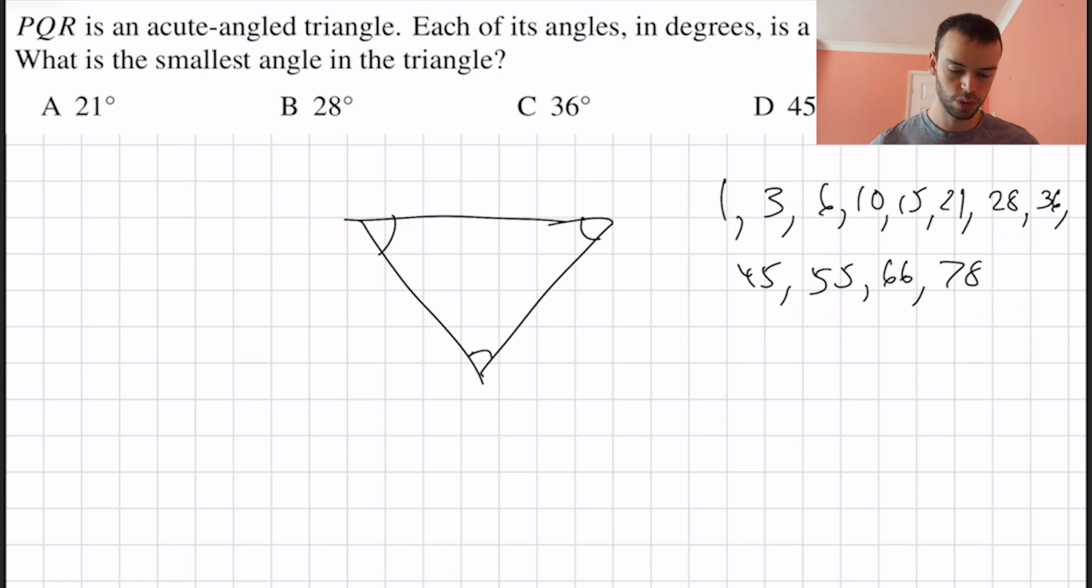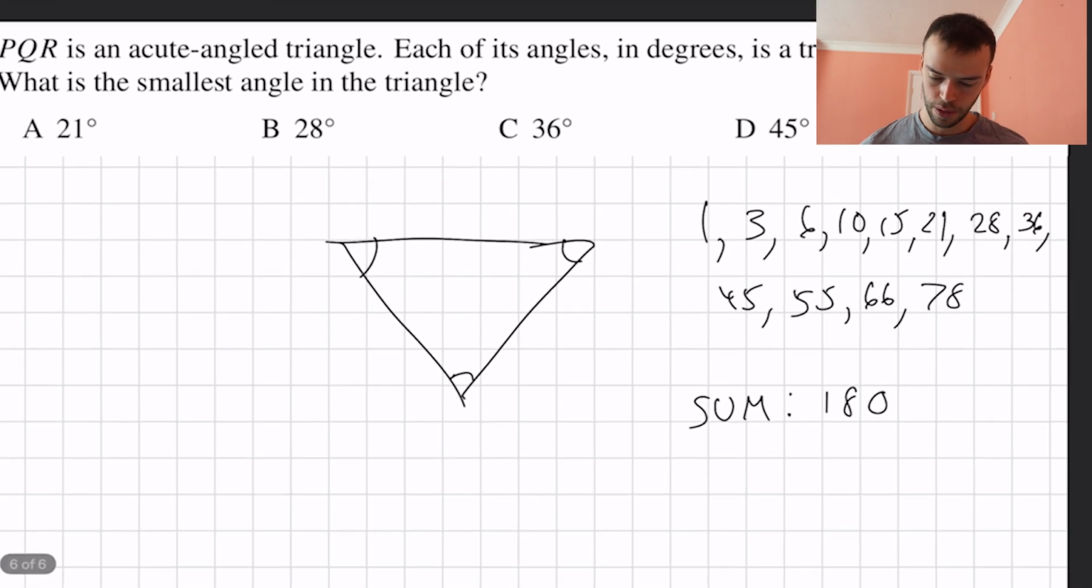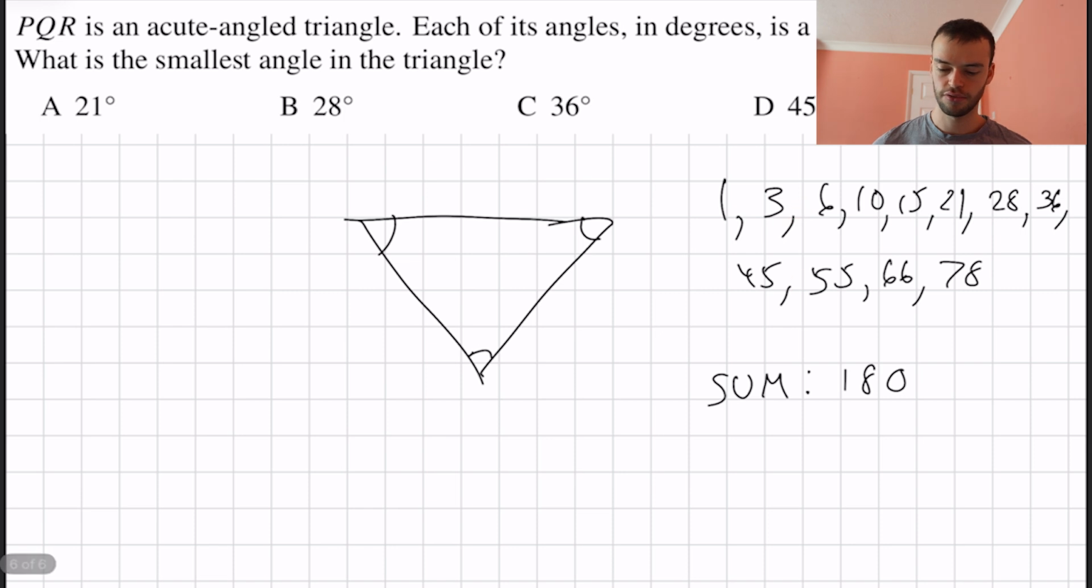And we want to find the smallest angle in the triangle. Another important piece of information we need for this question is knowing what these angles sum to. We know that angles in a triangle sum to 180. So we need to find 3 numbers from this list that add up to 180. And we want to try and use one of the smallest angles possible, and that will be our answer.